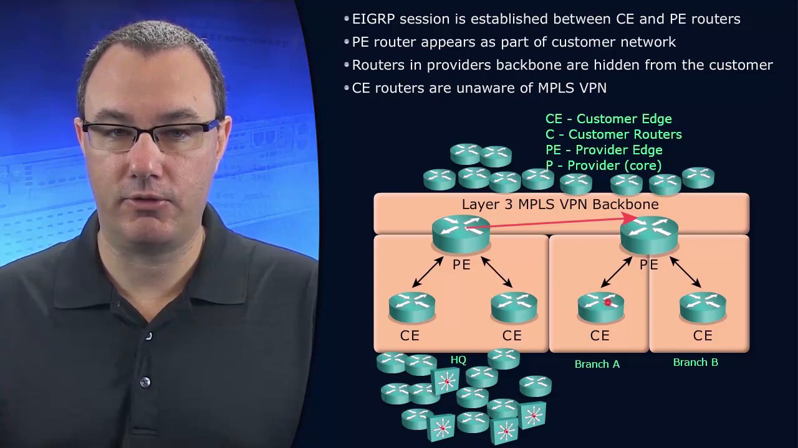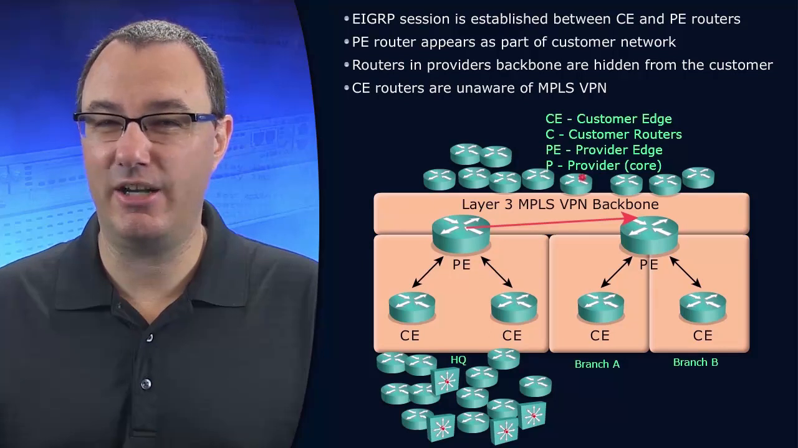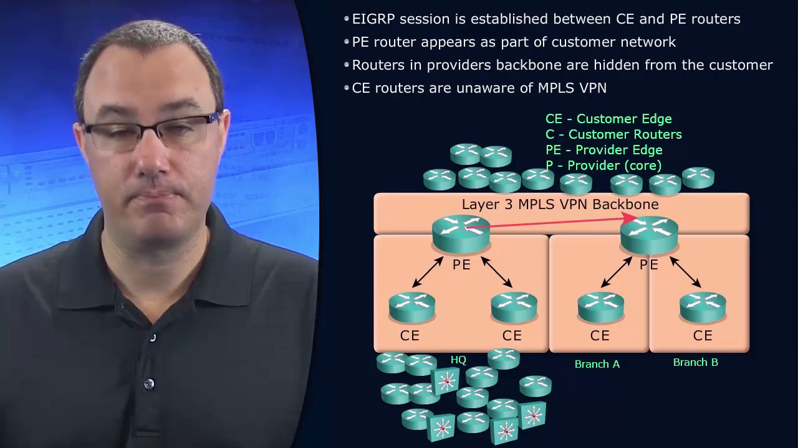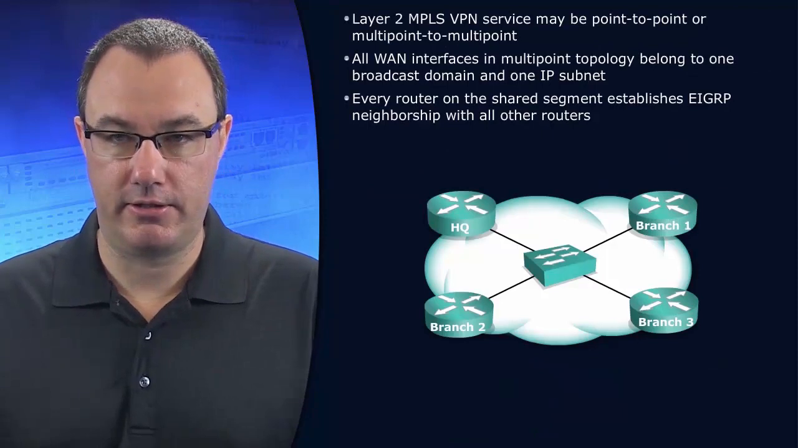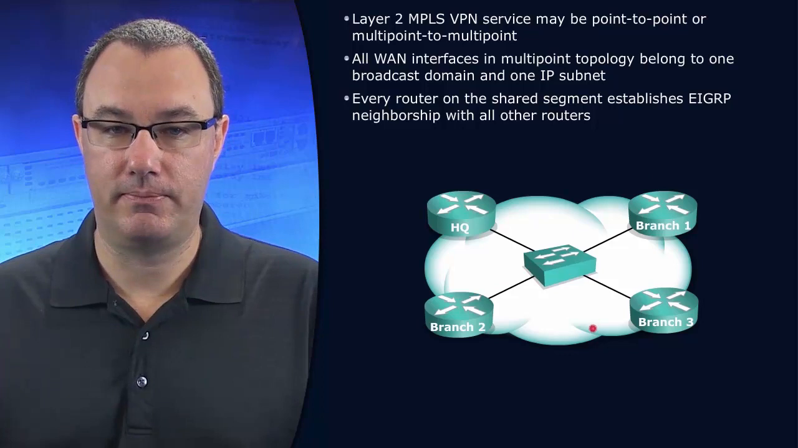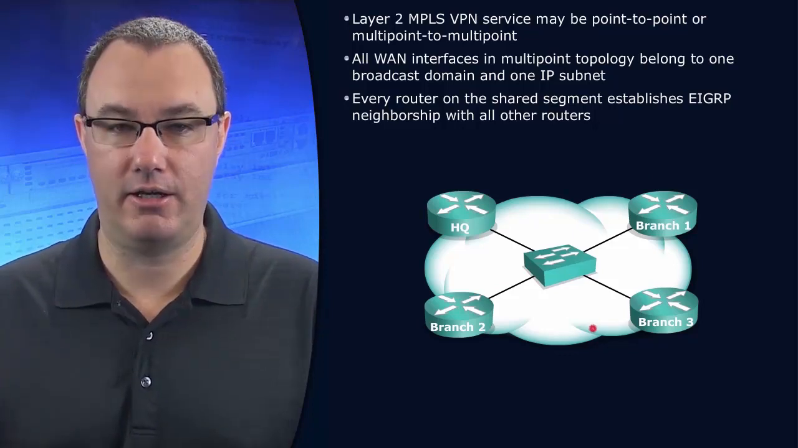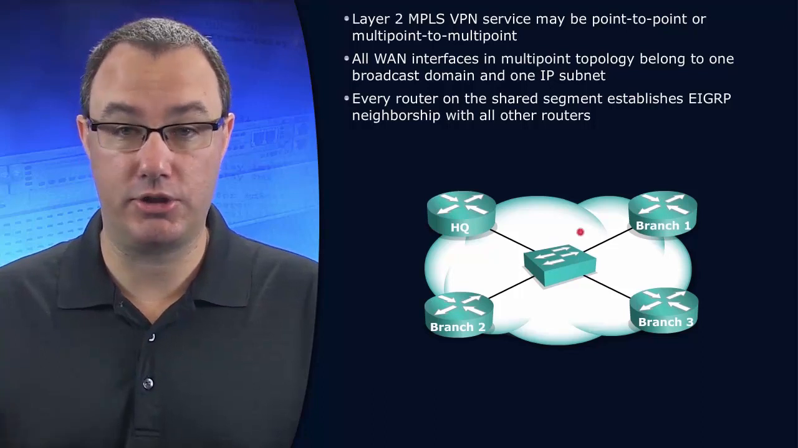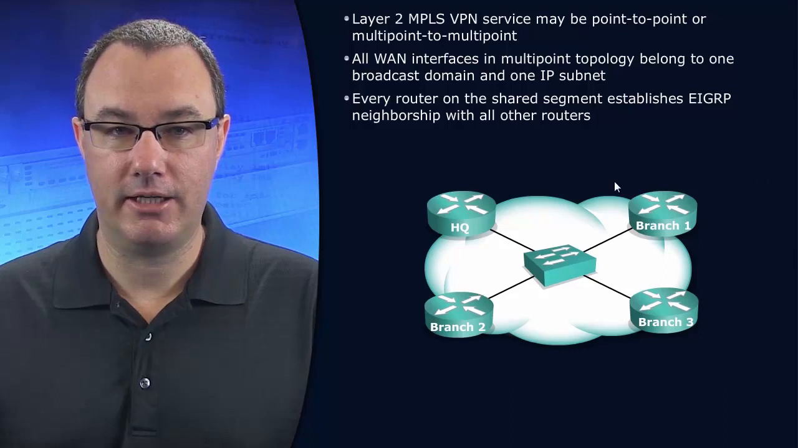So what do we expect? We expect to be able to peer with all the provider edge routers and then see none of the gory details of the provider. That is very different than the layer 2 environment, where they basically fake us out. They hide everything.